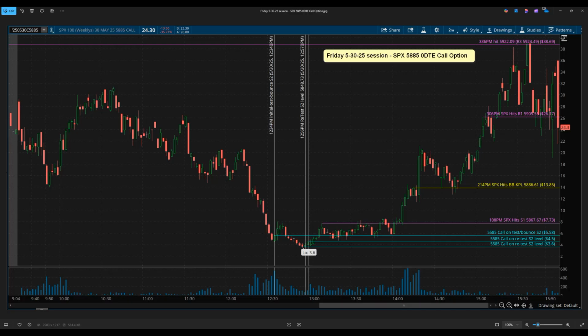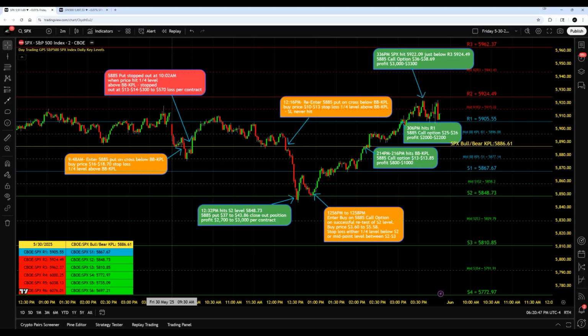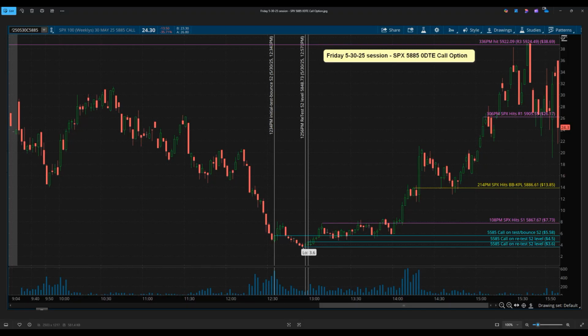But I did want to show you that that is where price was as far as the 5885 call option when this happened here. So we did get a little bit of a move up. However, we did get the retrace, and then we have 12:56 to 12:58 p.m., and that's these two lines here, 12:56, 12:58. So these couple of candles here are over that time.